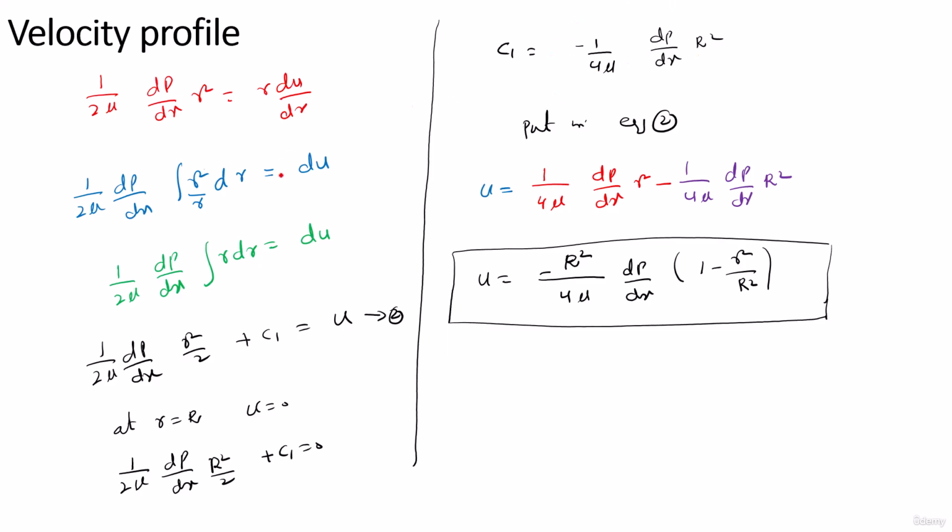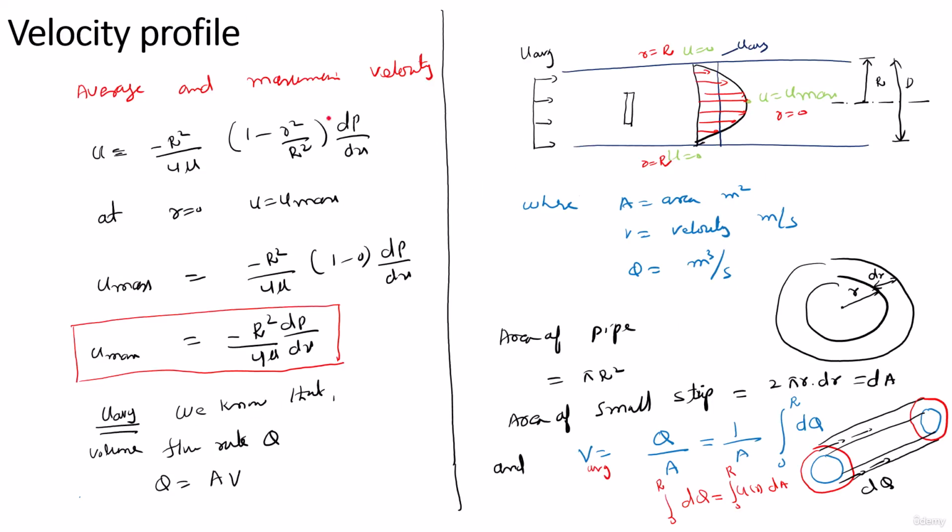Now you have to put it in equation number 2, and you get the velocity profile: u is equal to minus R square upon 4 mu dp/dx times 1 minus r square upon R square. So this is the parabolic velocity profile, looking at this term here. And this term is very important. We will discuss this term, and we will convert it into meaningful values, okay.